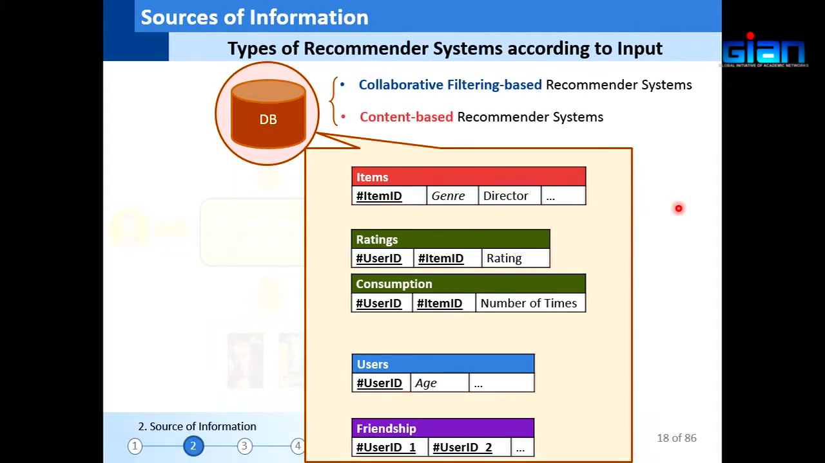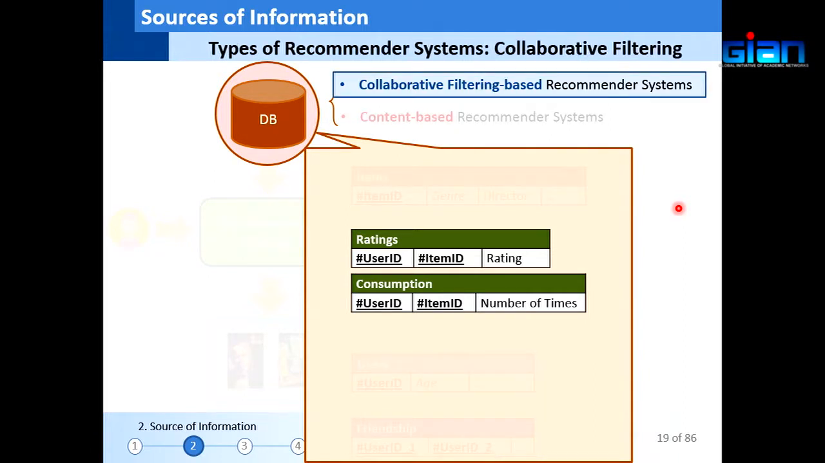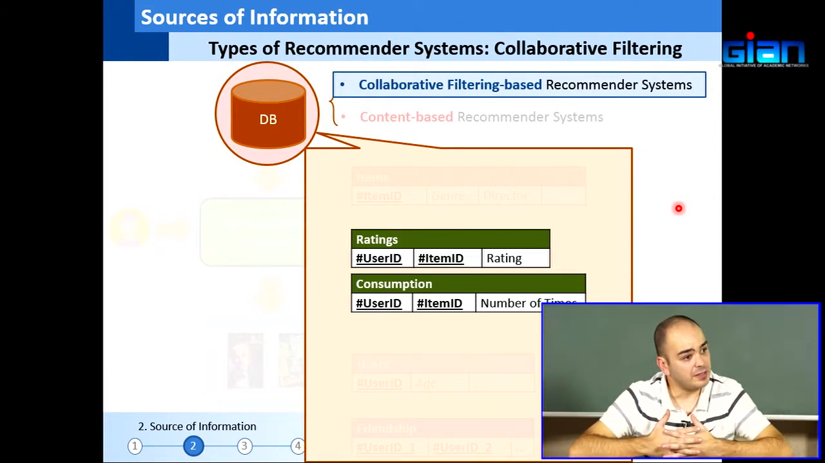So according to the tables that the system uses to predict the taste of users, we consider two kinds of recommender system. The collaborative filtering-based recommender system and the content-based recommender system. The collaborative filtering recommender system uses only two kinds of tables, the ratings and the consumption. Indeed, they usually use only one, ratings, okay, or the consumptions. The systems use only the feedback information provided by the users.